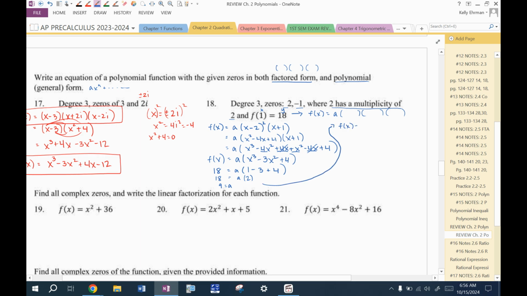All right, so factored form, I now know that that's f of x equals 9 times x minus 2 squared times x plus 1. There's factored form. General form, just to go back here and say f of x is equal to, what do I get if I distribute a 9 through? 9x cubed minus 27x squared. 9 times 4 is plus 36.